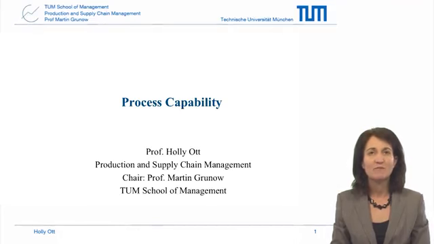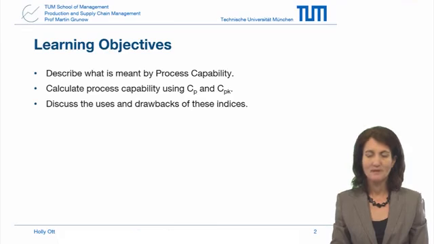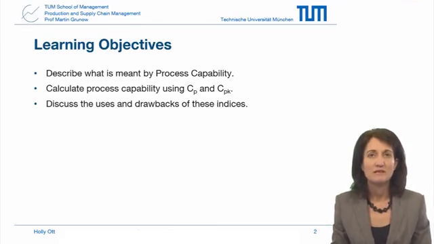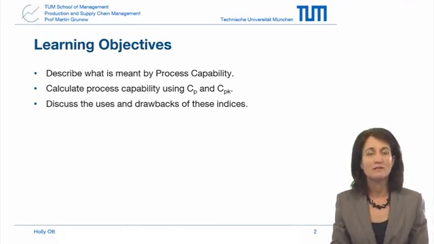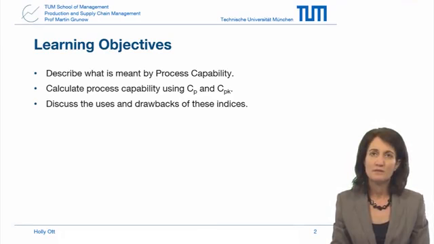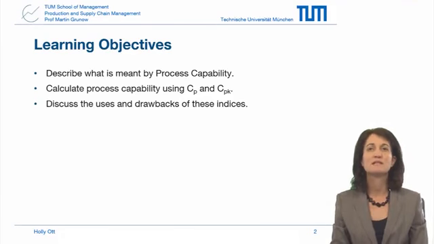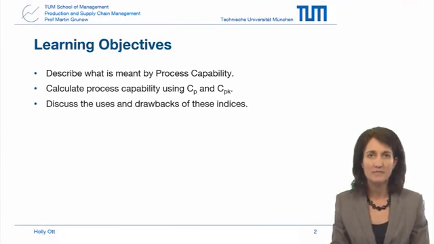We will talk today about the important concept of process capability. So the learning objectives today are to describe what is meant by process capability, to calculate process capability using the indices CP and CPK, and to discuss the uses and the drawbacks of these indices.